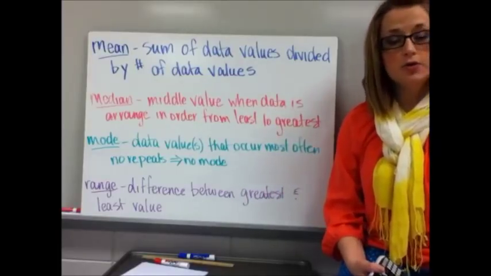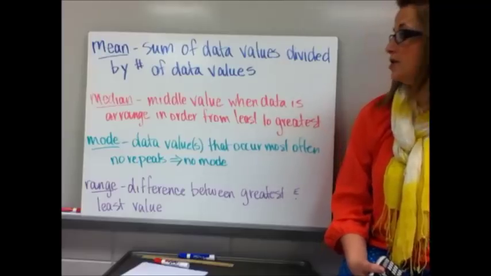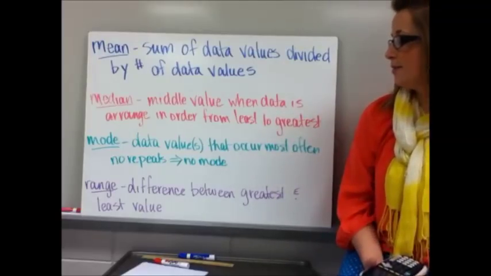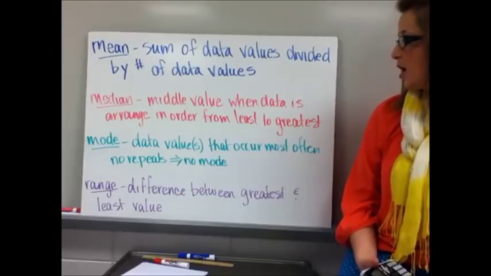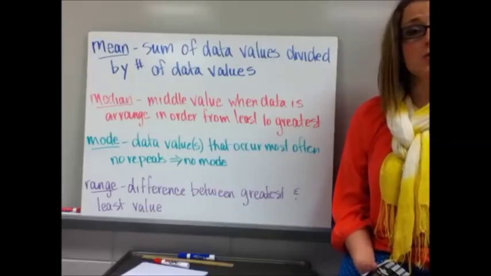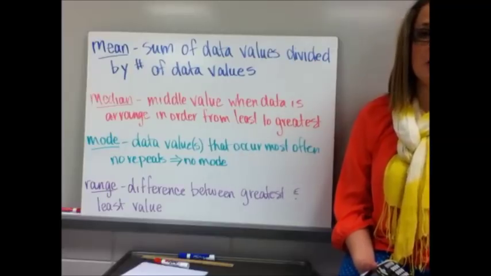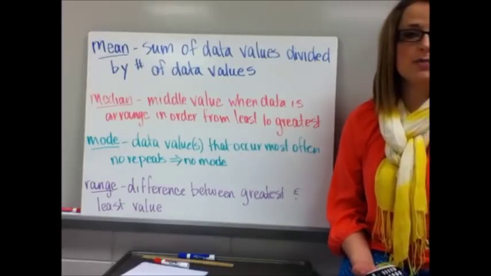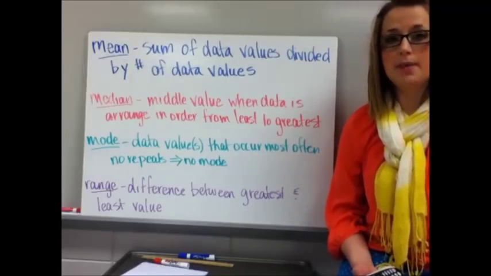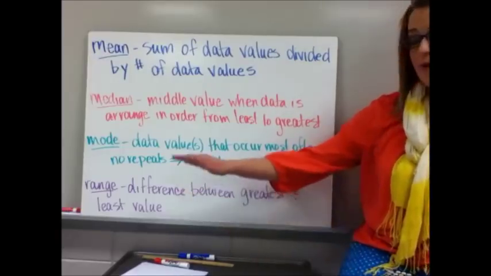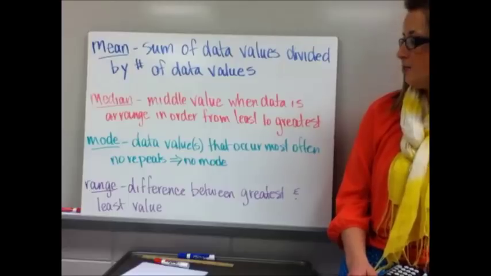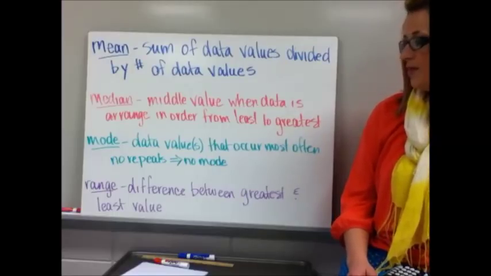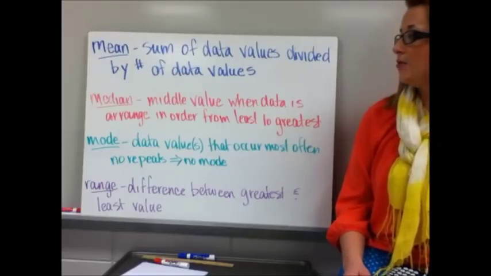If there happens to be two numbers in the middle, then you average those two. You take the mean of the two middle numbers. The mode is the data value or values that occur most often. So there could be more than one mode if there were two different numbers that were repeated 3 times, and they would both be the mode. If there are no repeats, then there is no mode. And then finally, range is the difference between the greatest and the least value.